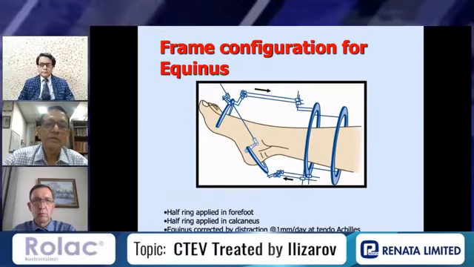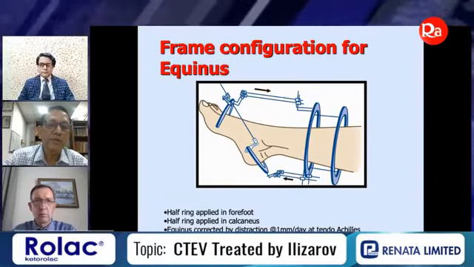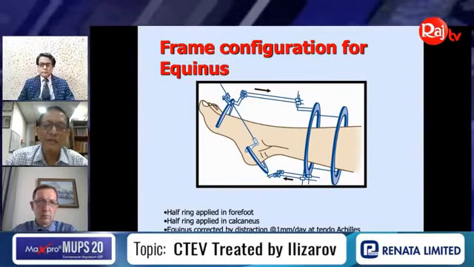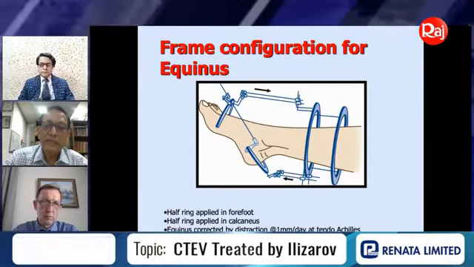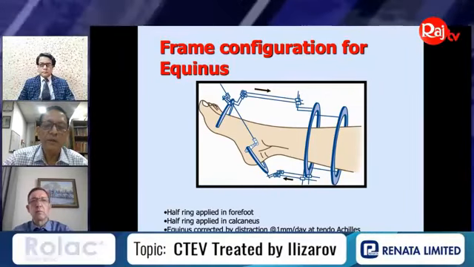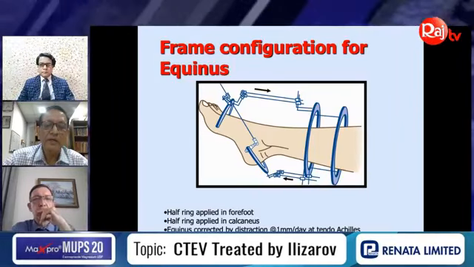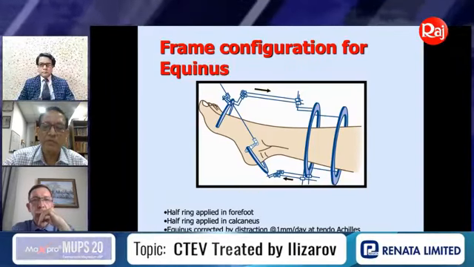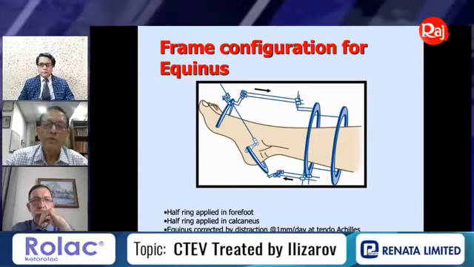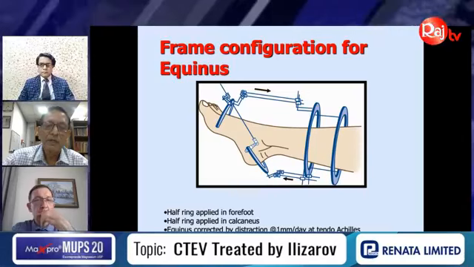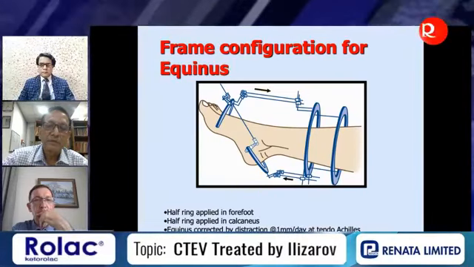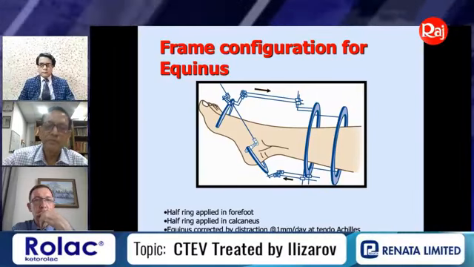What we have done, we change the full ring to a half ring. Two rings are there, and we put another ring in the calcaneus. So a half ring is applied in the forefoot, a half ring is applied in the calcaneus, and the equinus is corrected by distracting 1 mm/day. As in the bone, we do the correction by lengthening, because here we have done the percutaneous tenotomy, and after that the lengthening of the tendon is possible.